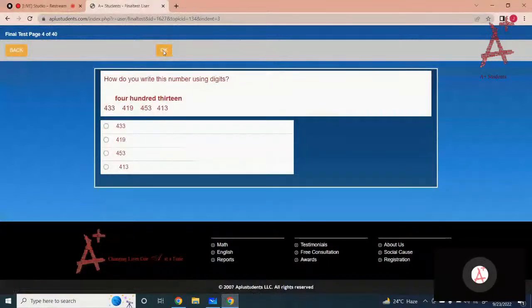The next one is, how do you write the number using digits? 413. So which is the correct option? The digit that is at the hundreds place is 4, and then you have to write 13. So it is 413. Got it?